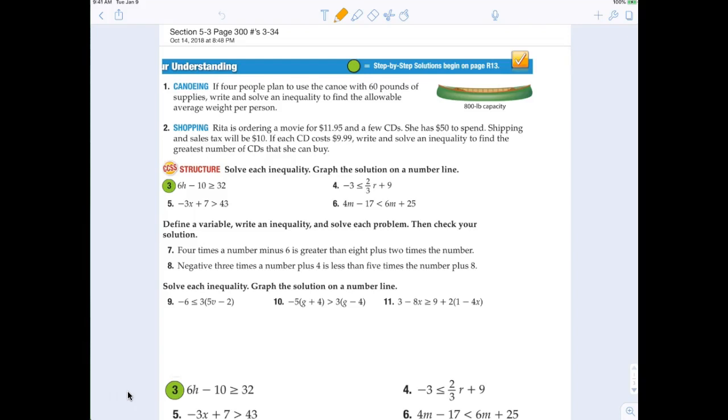All right, but here we go. First, page 300. Now it says 3 through 34, but we're going to start with 1. The only thing different is some of the word problems are going to be included. So please look up. It's very, very simple. Today's a very good review of everything we did before the trip. So question number 1.